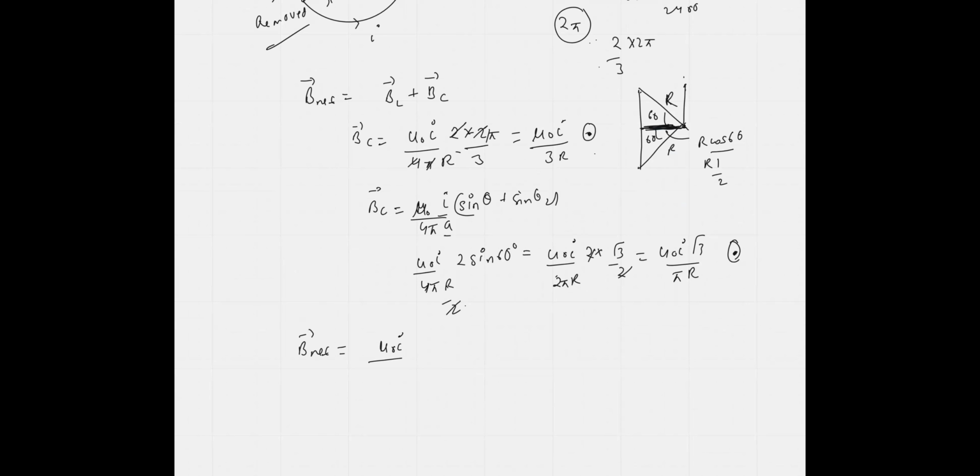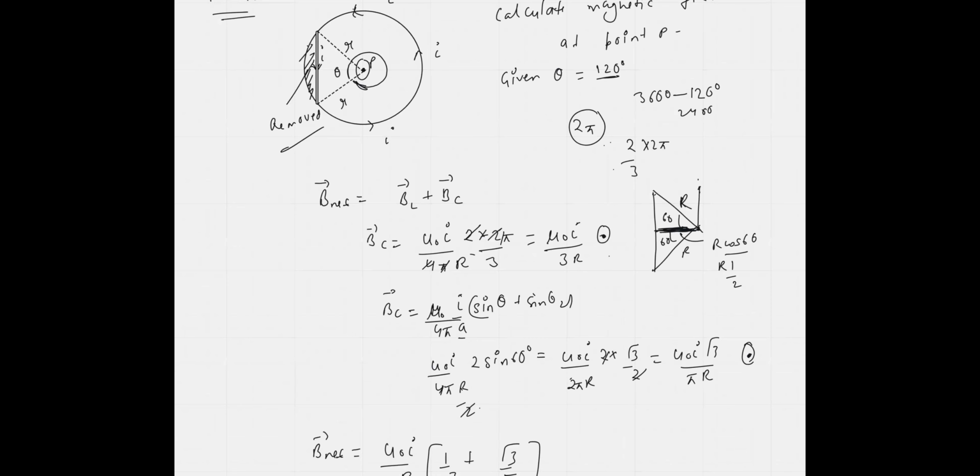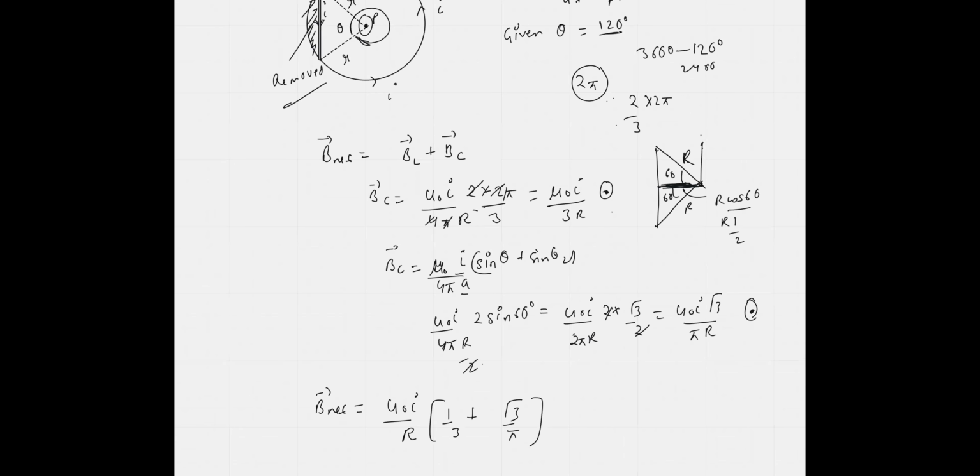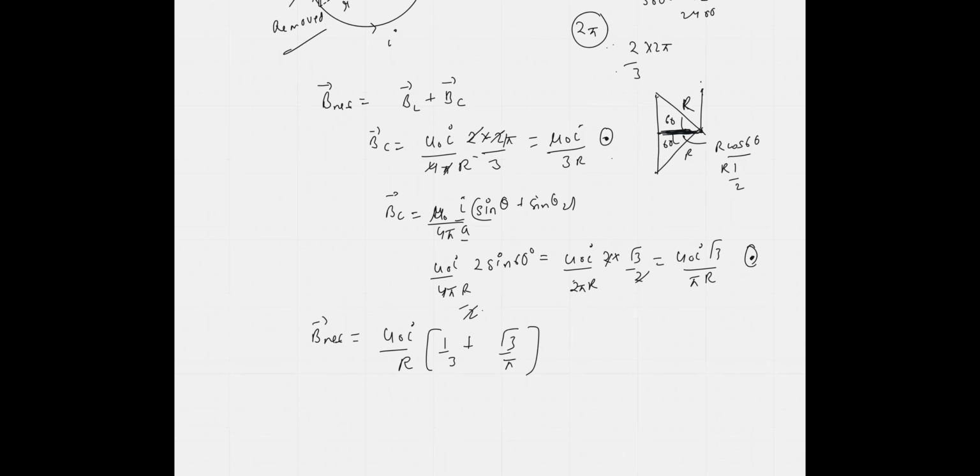Better if you write it in a different way. Mu naught I by R times 1 by 3 plus root 3 by 5. This is the formula I've got, basically the whole derivation of the final answer. If you have any query, please let me know. If no, let me know which part you made a mistake in, due to which you are getting the wrong answer.